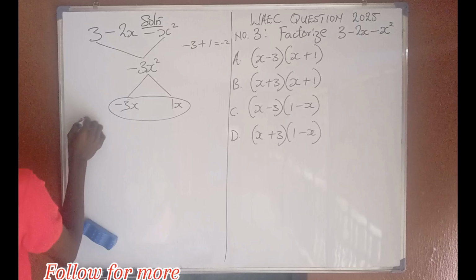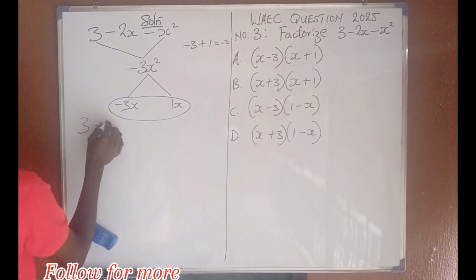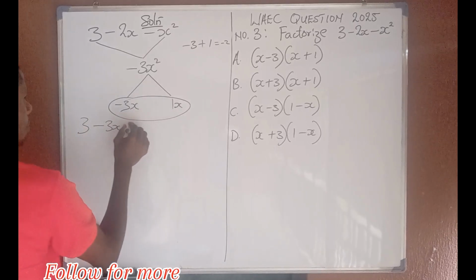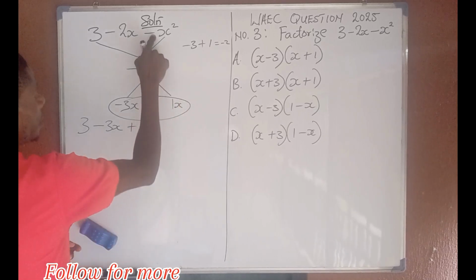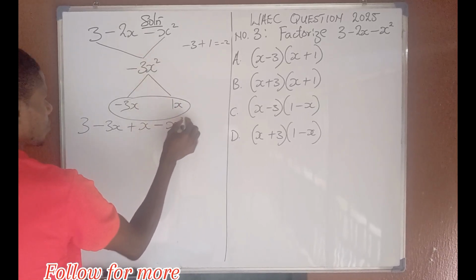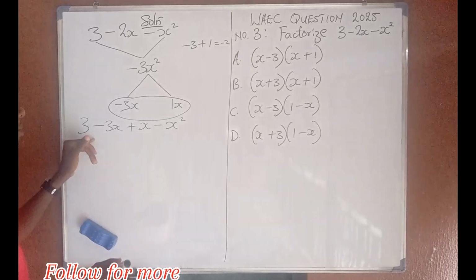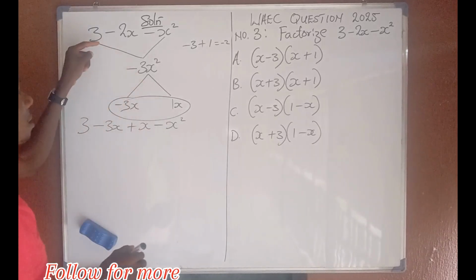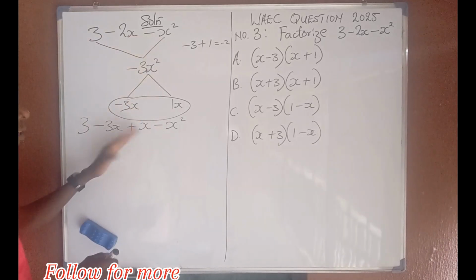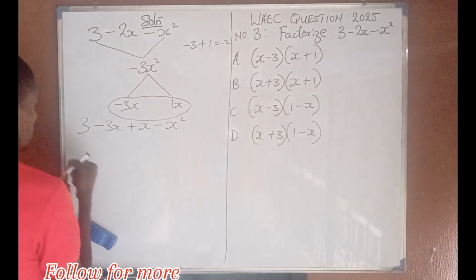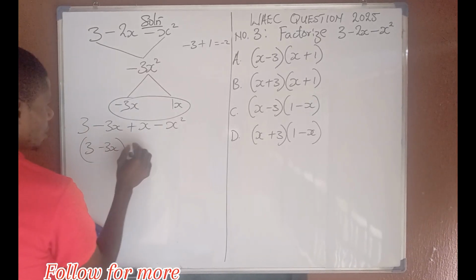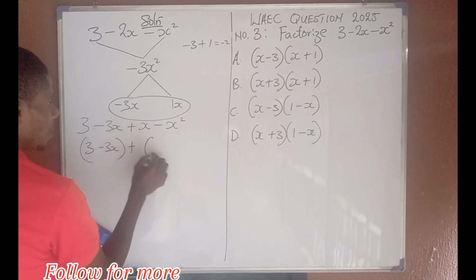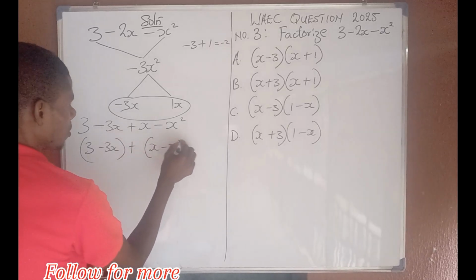So let's have 3, then minus 3x. Here is plus 1x. 1x means x, so plus x. Then our final one, minus x squared. So I now have 4 terms: 1, 2, 3, 4. Because I have 4, I need to separate them. So this can be 3 minus 3x together. I have plus here, so I have no problem. So x minus x squared.